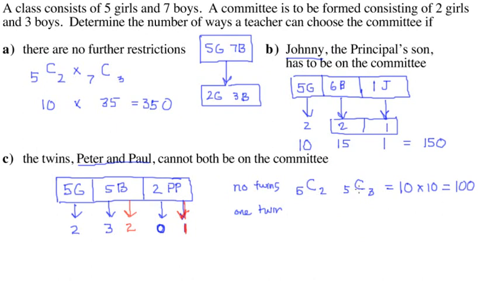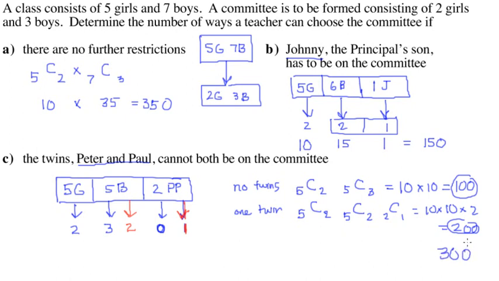Were you surprised that these came out the same? There's a reason for it. I'll talk about that after I'm finished. If we have one twin, then nothing changes on the girl's side. There's still 5C2. And from the 5 regular boys, we now only get 2 of them. And from the 2 twins, we have to select 1 now. So we get 5C2, which is 10, times 5C2, which is 10, times 2C1, which is 2. So there are 200 committees that have 1 twin on them. 100 no twin committees, 200 twin committees is a grand total of 300 committees that don't have both Peter and Paul.